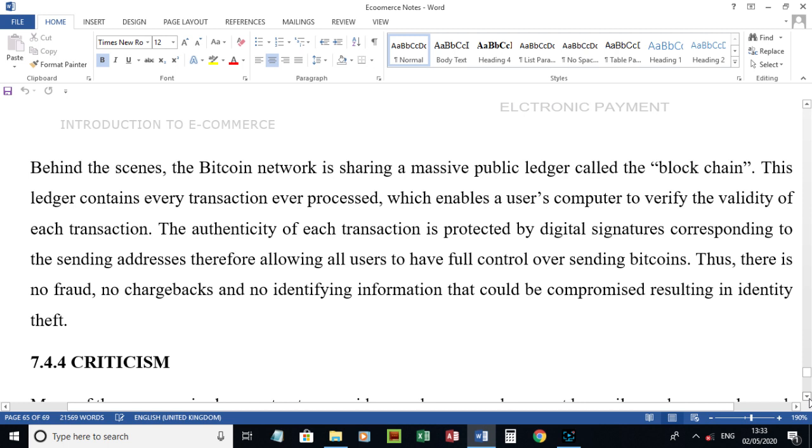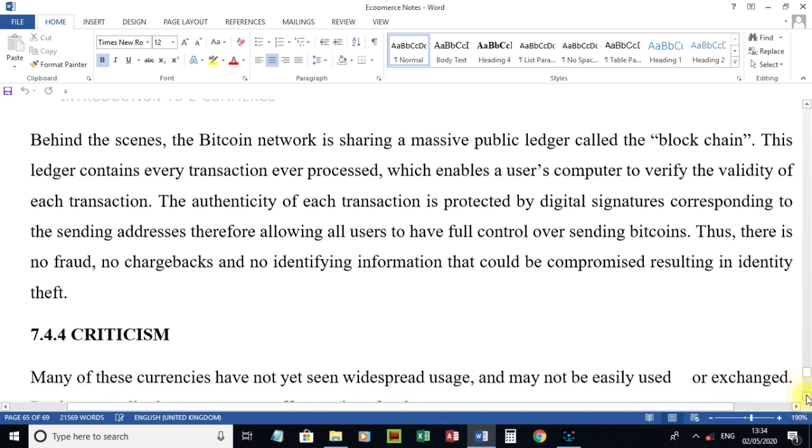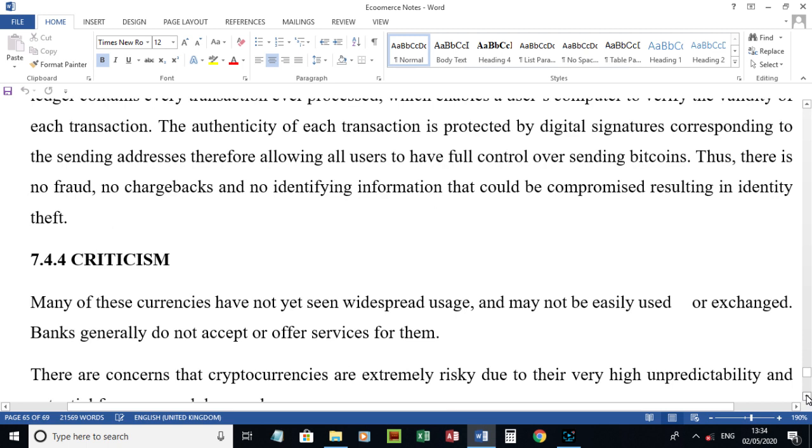Yes, when you go and buy the bitcoin, you are part of the community that accepts it. In fact, Bitcoin has gained so much popularity. And I think it has gained prominence in the e-commerce environment.